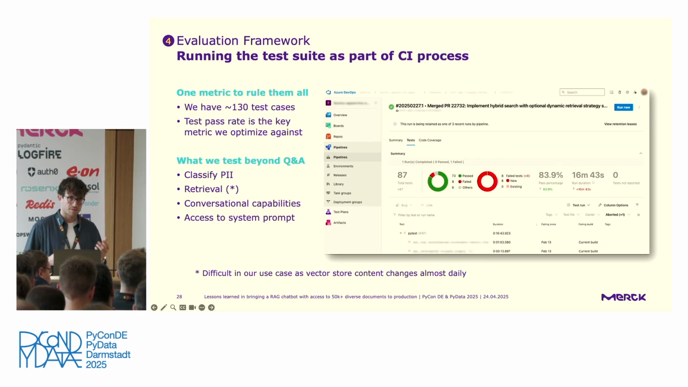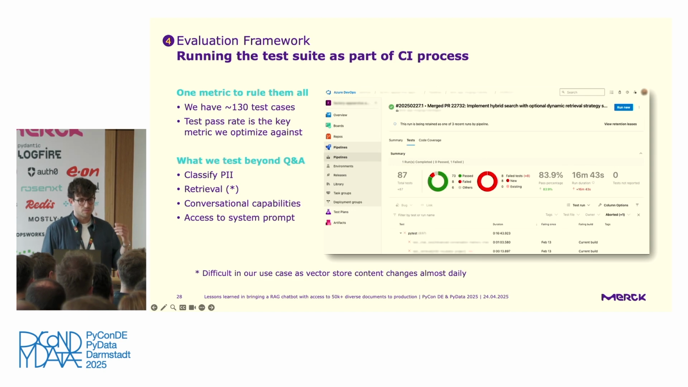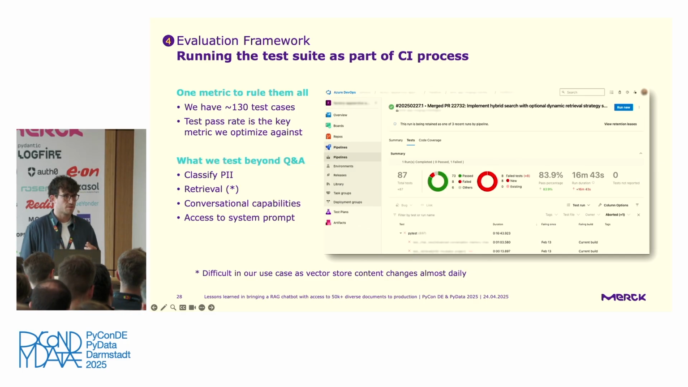And regarding what we test, the two examples that I showed you before were tests that assess more the question answering capabilities of the chatbot. But we also test other things, such as the PRI classification module, which can be evaluated standalone. And then also retrieval and conversational capabilities. So, how well does the chatbot do with longer conversations? And for example, basic sanity checks: is the chatbot able to access knowledge from the system prompt?